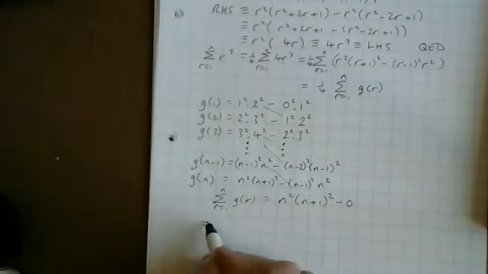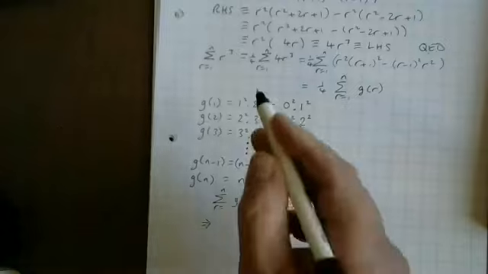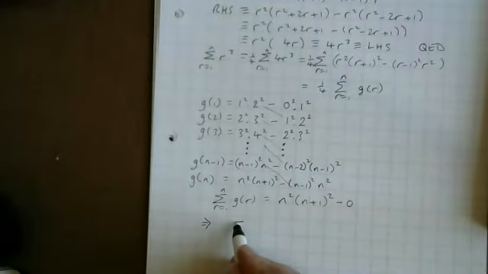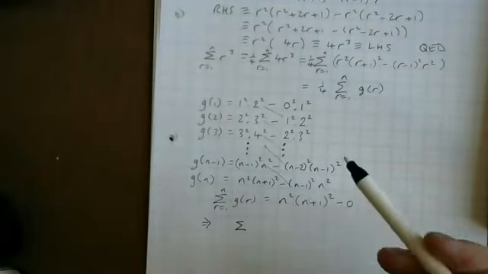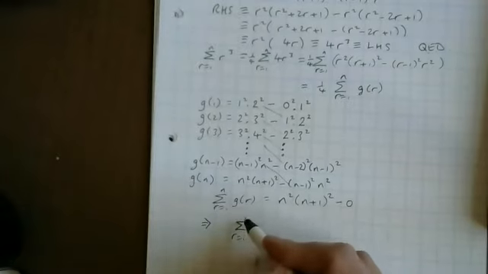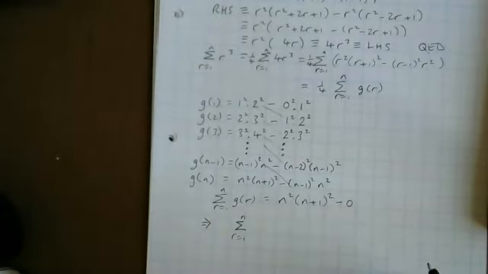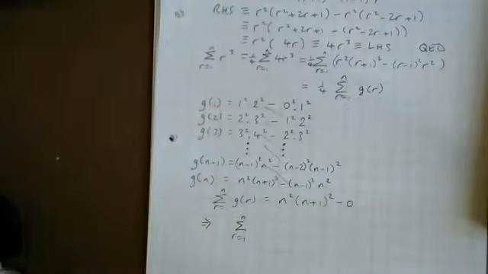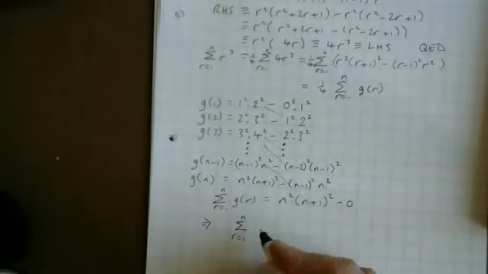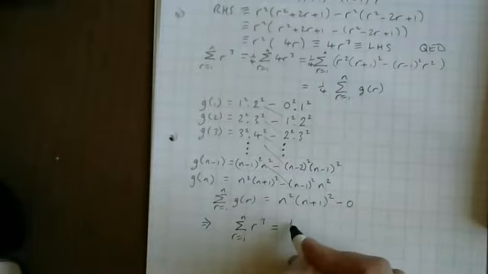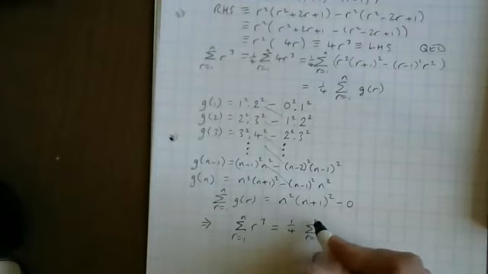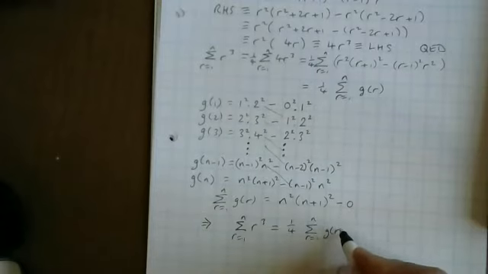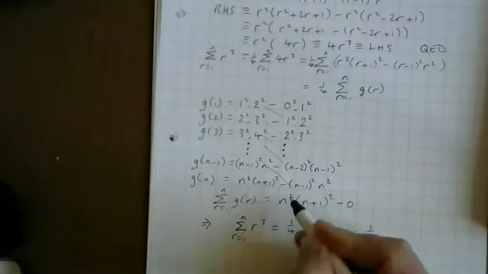But that implies that the sum from r equals 1 to n of r cubed equals a quarter times the sum from r equals 1 to n of g of r, which equals a quarter times n squared, n plus 1 squared.